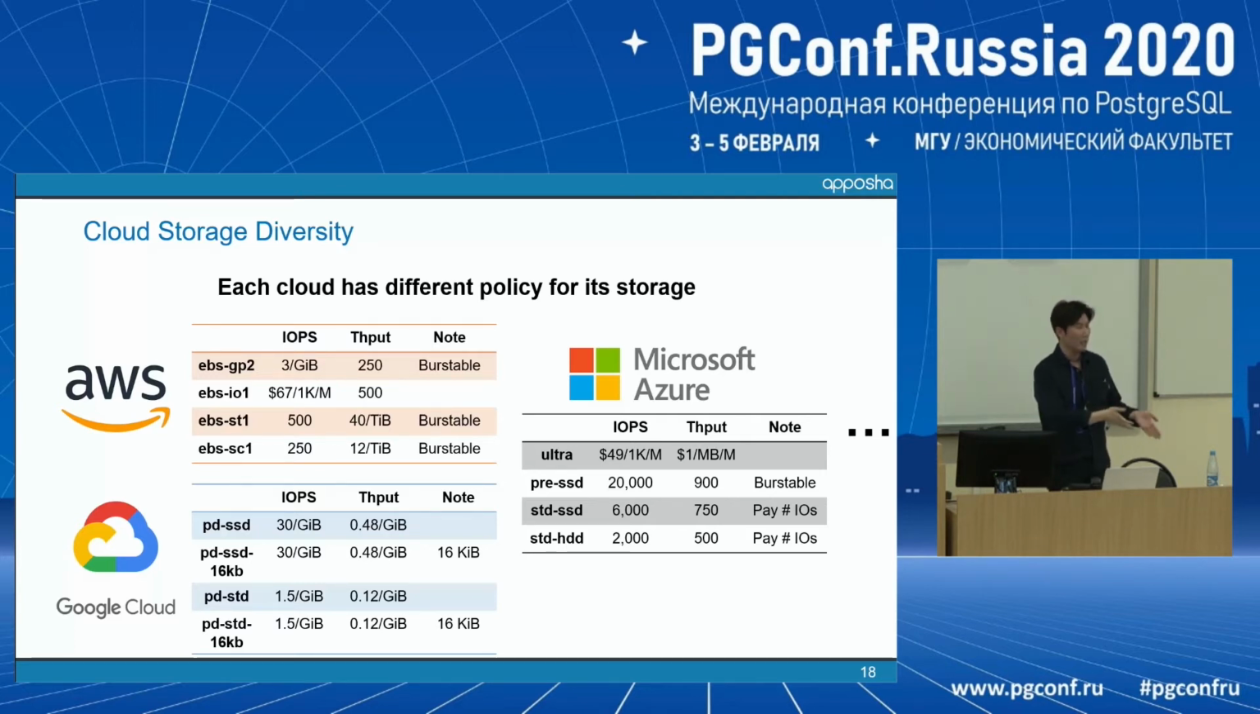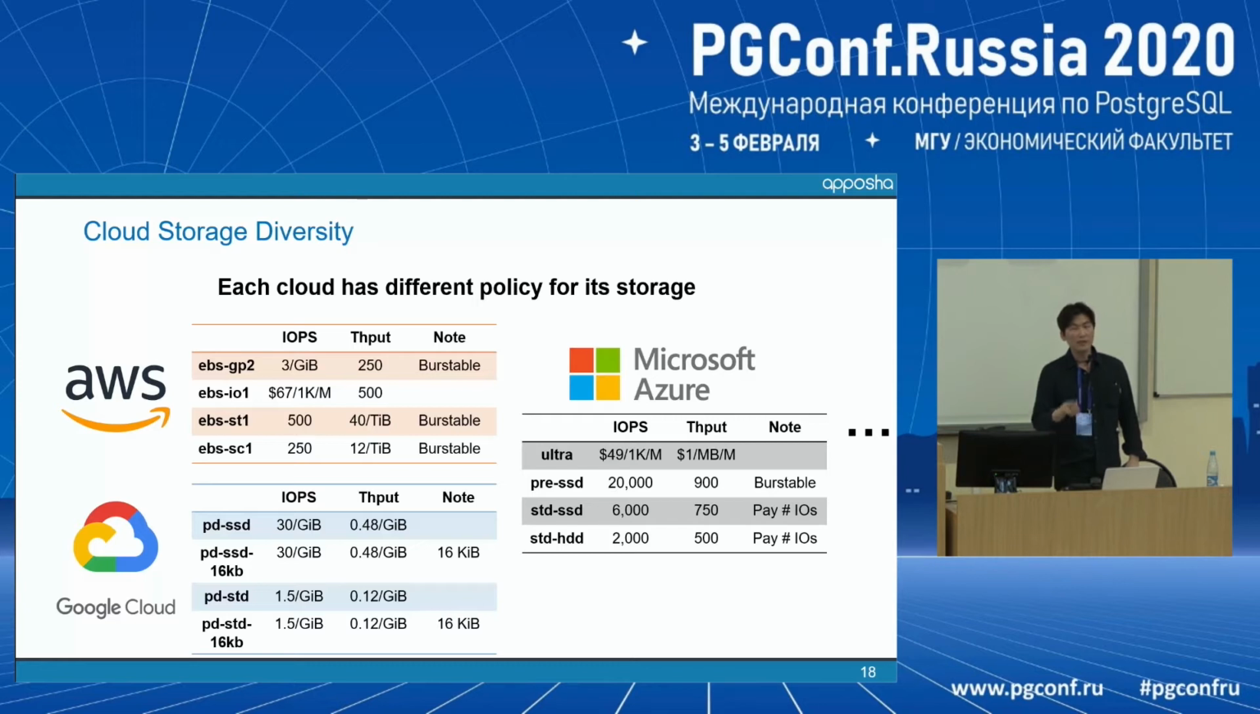And even for one cloud vendor, there are many types of storage, and each storage has a different pricing policy and a different way of guaranteeing IOPS or throughput. And some storage types have a kind of burstable feature.